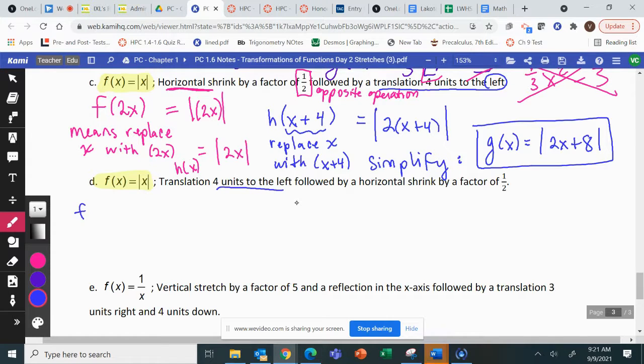So we've got a translation 4 units to the left first. So the first thing I'm doing is f of x plus 4. So it's that still same x plus 4. So I'm going to take my absolute value of x and I'm going to replace x with parenthesis x plus 4. So I've got absolute value, parenthesis x plus 4. I don't think I need the parentheses here. If I simplify, those parentheses are not needed.